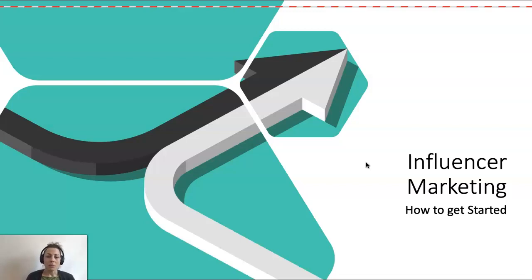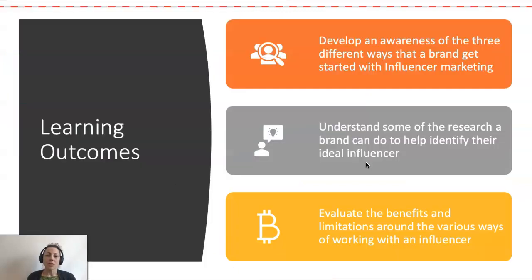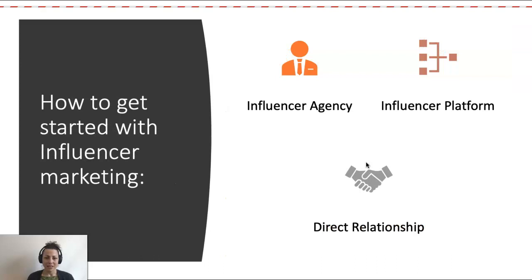In this lecture we're going to be looking at how to get started with influencer marketing. So by the end of the session you should have developed learning around 3 key areas. First of all, you should have developed an awareness about the 3 different ways that brands can get started with influencer marketing. Hopefully you will also understand some of the research that brands can do to help them identify the ideal influencer. And finally, you should be able to evaluate the benefits and limitations around the various ways of working with an influencer. So let's get started.